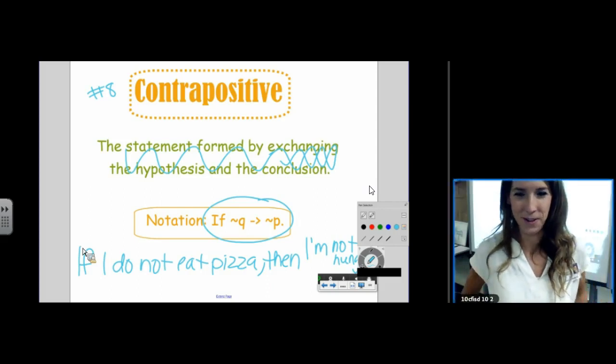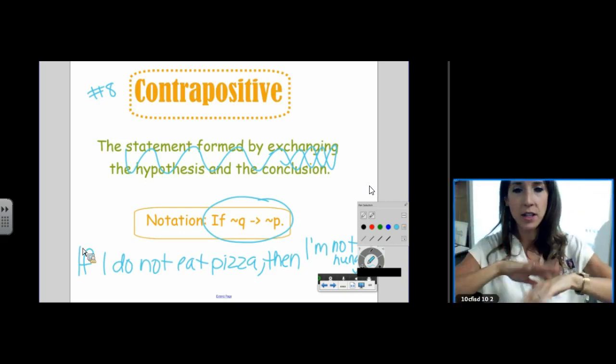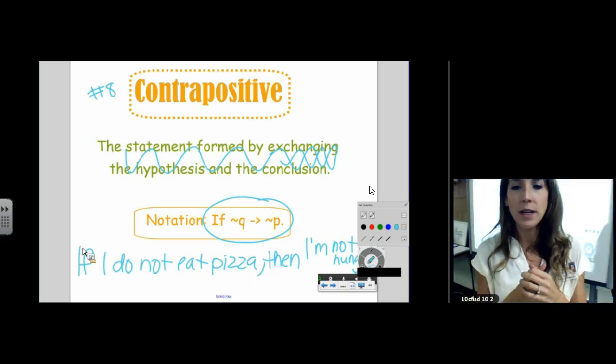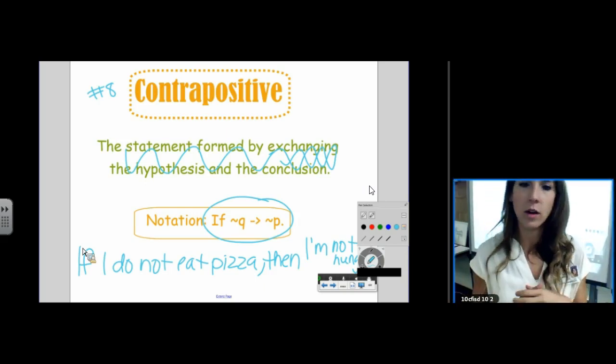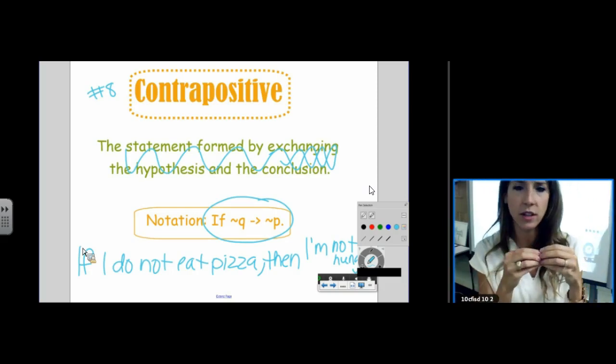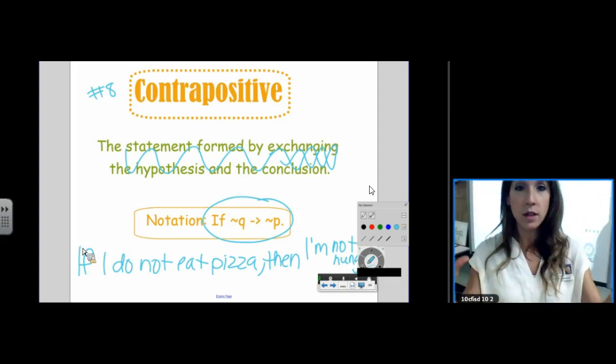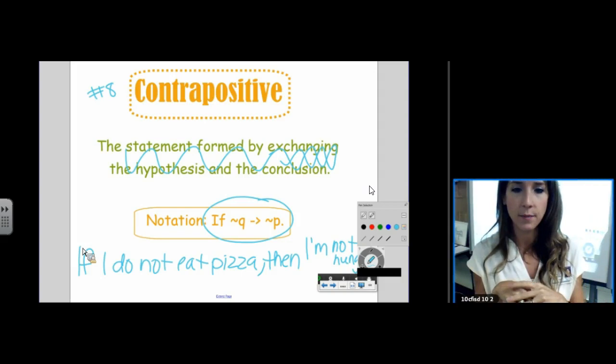Does the order of the words matter? The order of the hypothesis and conclusion matters, but like I said, if you want to say, I am not hungry, or if I don't eat pizza, you're allowed to play with the English a little bit. But no, the hypothesis and conclusion, where those go, matters. But you can play with the English to make it sound right.